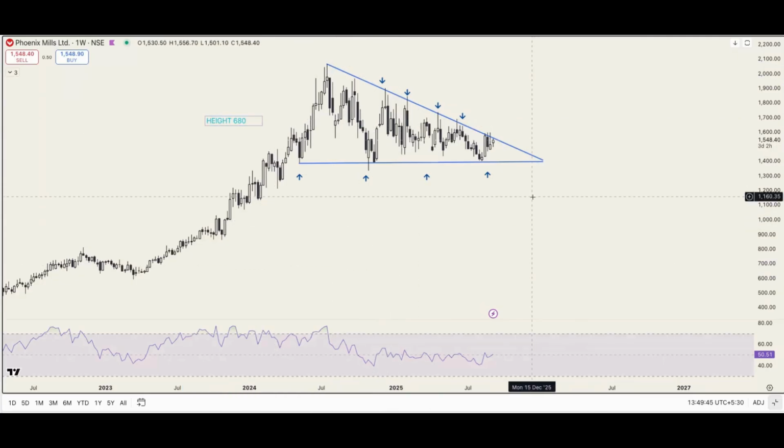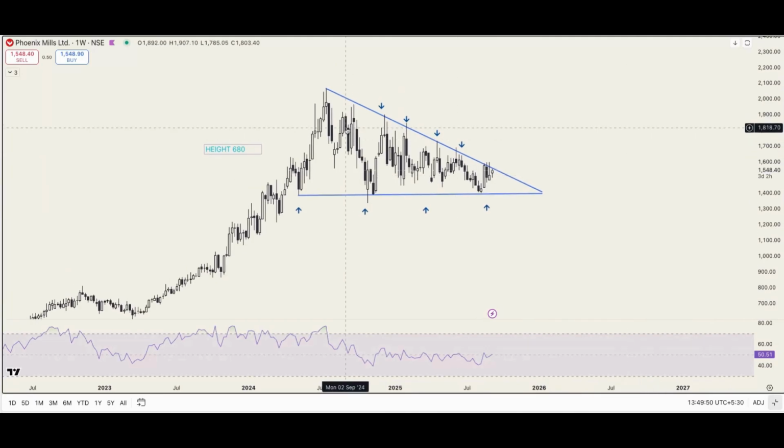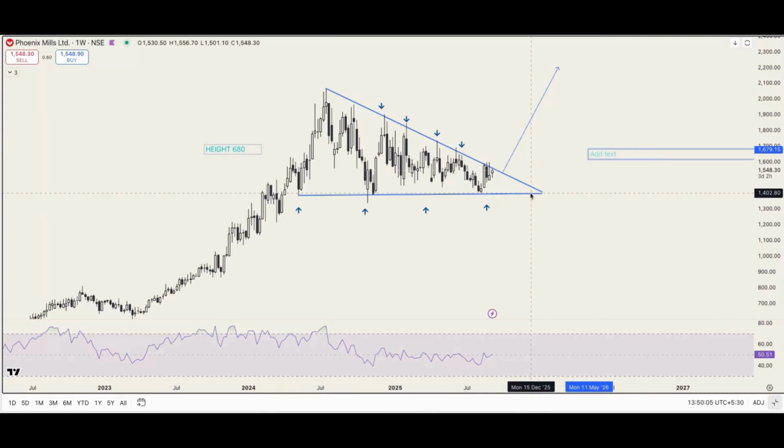Now this height, whenever the market is giving a breakout in a triangle, this height is very important. So if the price is breaking for the upside rally, our target will always be the base of the price, which is almost near, I think, 1400 something. So I'll just take roughly 1400 plus 680. Okay, so that's almost around 2080. So 2080 will be the target.